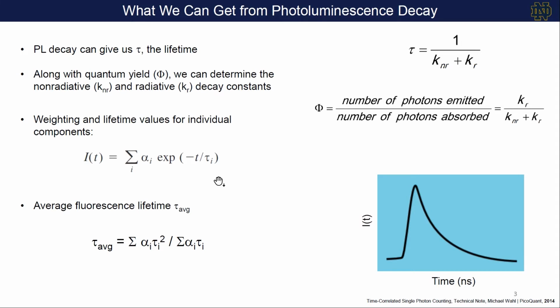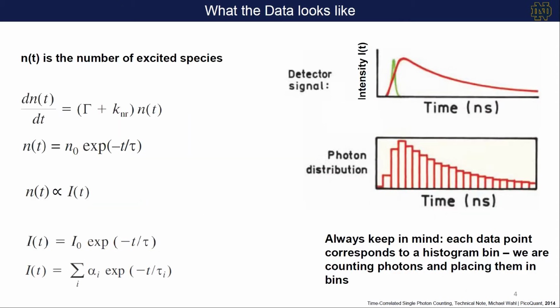And so depending on how we do our fittings, we can say there are different weighting components or different prefactors here. And we can do a lot of interesting analysis once we look at the evolution of how these alpha values and these tau values change. I'll talk a little bit more about the analysis toward the end of the talk. We can also look at an average fluorescence lifetime, a tau sub average, which is calculated down here for multi-exponential decays. But again, we'll go a little bit more into analysis in a bit. So with that, let's talk about what this data actually looks like and what we're actually seeing physically.